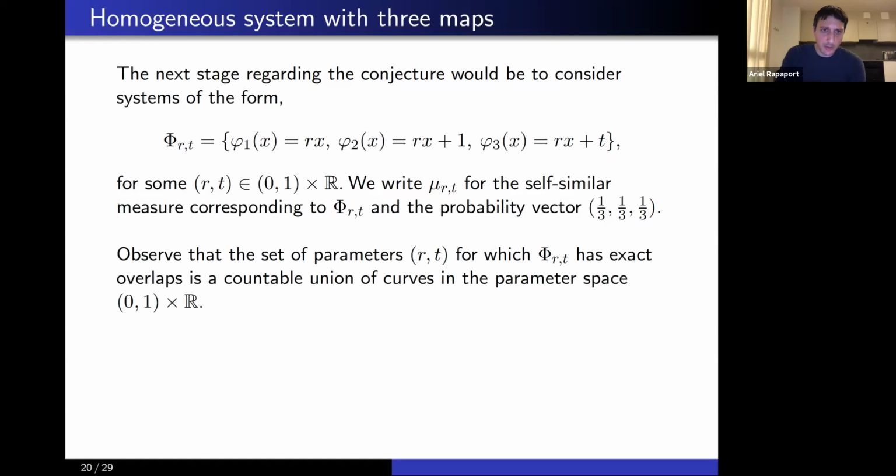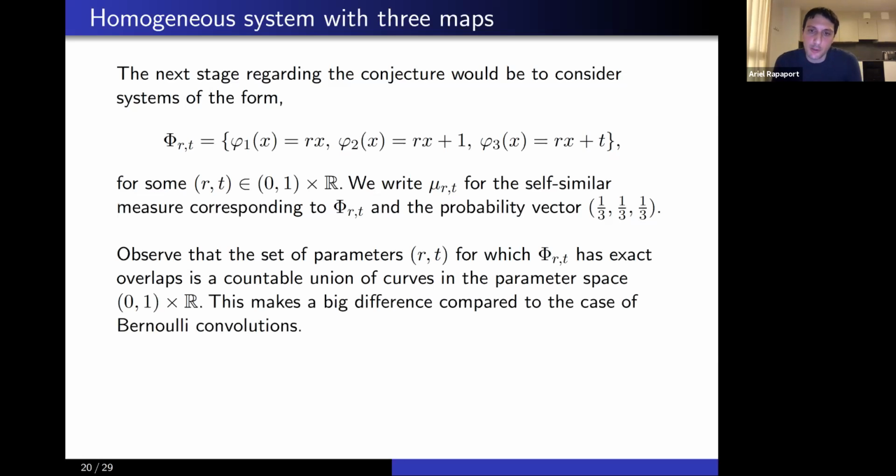Let me just remark that the set of parameters for which these function systems have exact overlaps is, in this case, a countable union. It's easy to see that it is a countable union of curves in the parameter space. This makes a big difference compared to the case of Bernoulli convolutions, in which the set of parameters with exact overlaps is the countable set of roots of plus-minus 1, 0 polynomials. So this and other things create many new complications.